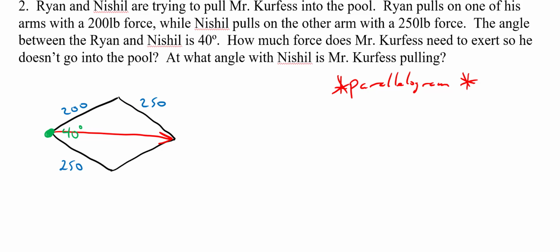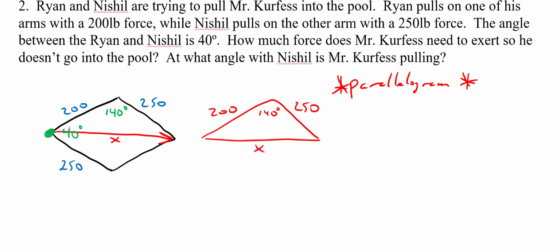And then you have to remember, another property of parallelograms is that consecutive angles of a parallelogram are supplementary. So if that is 40 degrees, that means this is 180 minus 40, or 140 degrees. Okay, and then you're looking for x. Now the beauty of this problem is we have all the information we need right now. This is 200, this is 250, this is 140 degrees, and you're looking for x.